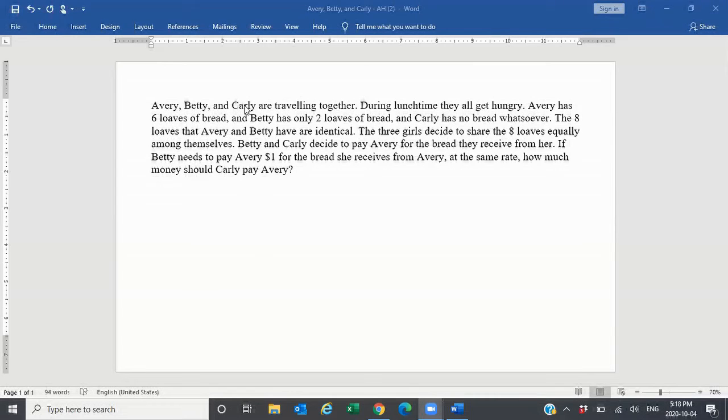Avery, Betty, and Carly are traveling together. During lunchtime, they all get hungry. Avery has 6 loaves of bread, and Betty has only 2 loaves of bread, and Carly has no bread whatsoever. The 8 loaves that Avery and Betty have are identical. The 3 girls decide to share the 8 loaves equally among themselves.